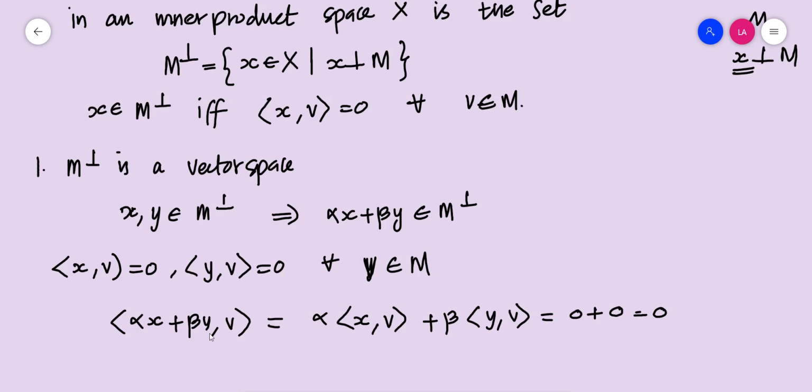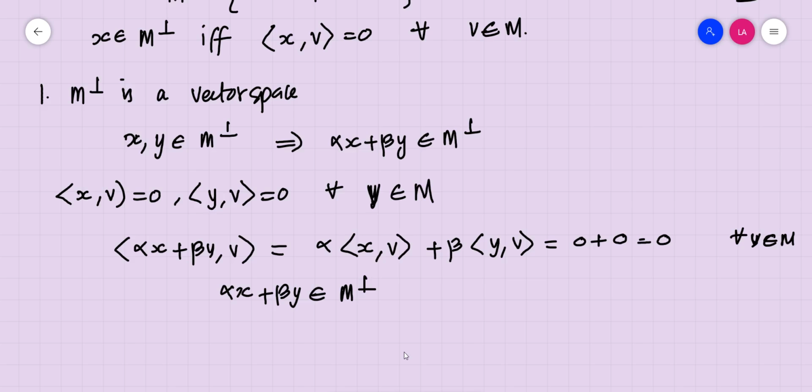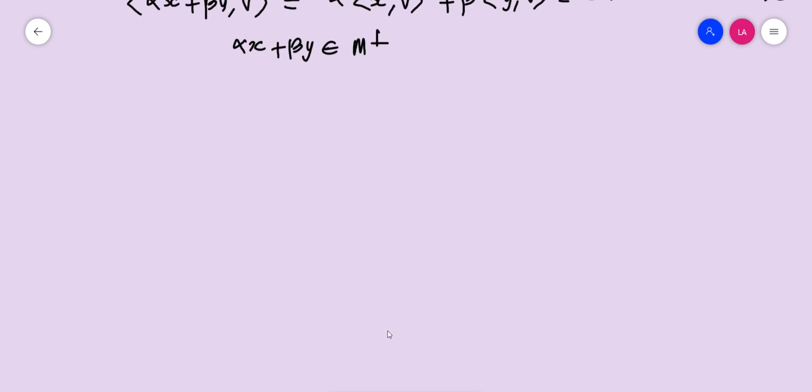So which means that for all v belonging to M, alpha x plus beta y is orthogonal to v. So which means that alpha x plus beta y is an element of M perpendicular. So whenever x and y are elements of M perpendicular, its linear combination alpha x plus beta y is again an element of M perpendicular. So which means that M perpendicular is a vector space.